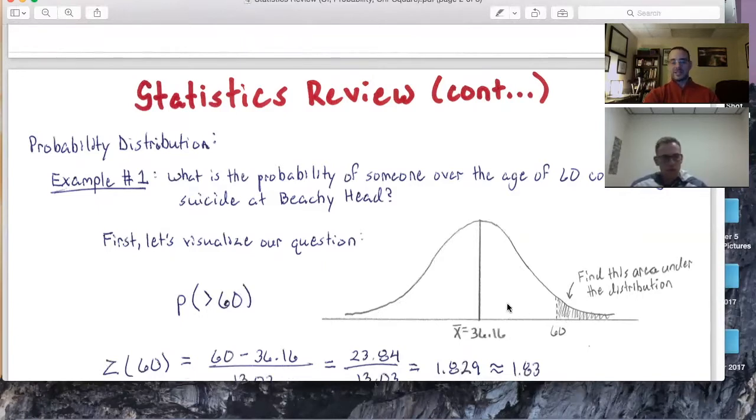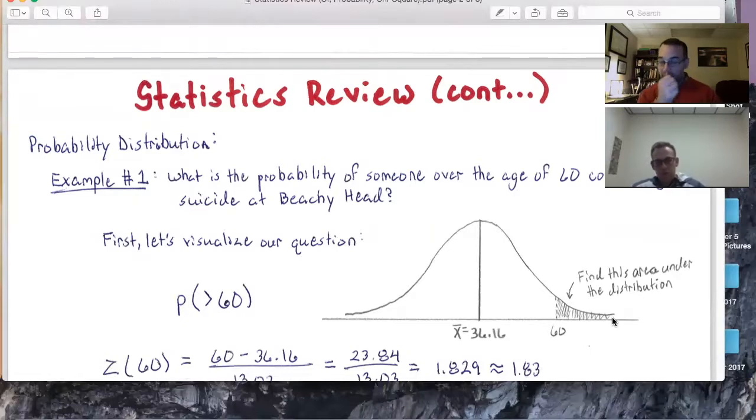So in this case, and this isn't drawn to scale, I don't know exactly how many standard deviations 60 is above. It doesn't really matter at this point. We're just trying to generally visualize this. So this is asking us the probability of someone over the age of 60. So we've got 60 here, and it's asking above the age of 60.